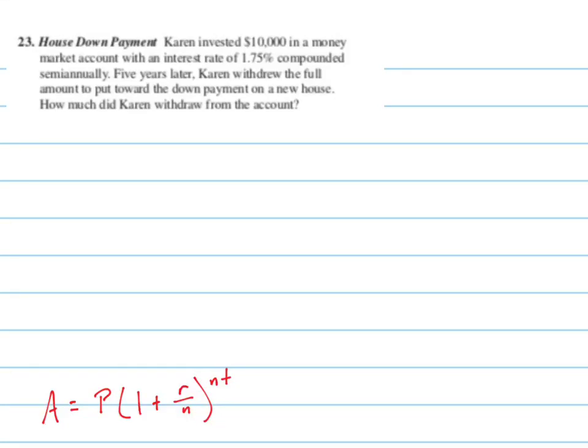Here's another compounding interest problem. Karen invests that much money in a money market account. So that's your principal. Here's my formula down on the bottom. There's my formula. That's your principal. Okay, so let me color code this for you. There's your principal.